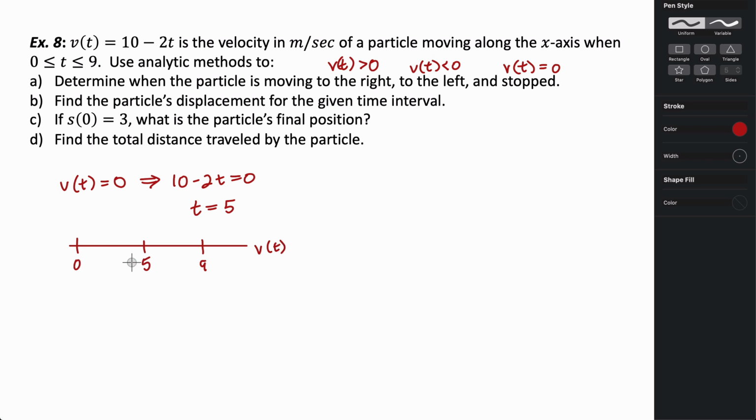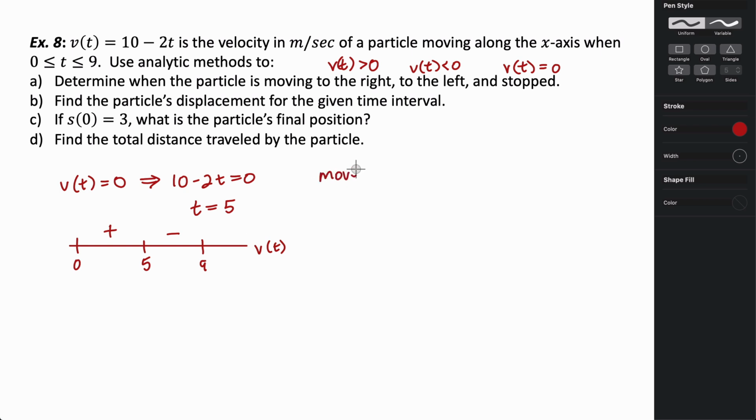If I pick a number between 0 and 5 and plug it in, what do I get? Let's say 4. 10 minus 8, that's going to be positive. Pick a number between 5 and 9. Let's say 6. 10 minus 12, that's going to be negative. Okay, so this tells me that my particle moves right.